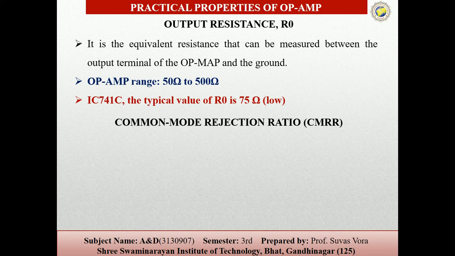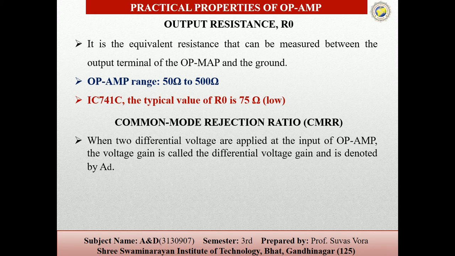So the common mode rejection ratio: when two different voltages are applied at the input, the voltage gain is called the differential voltage gain and it is denoted by AD. It is also called the large signal voltage gain, and the value of this gain is very large.